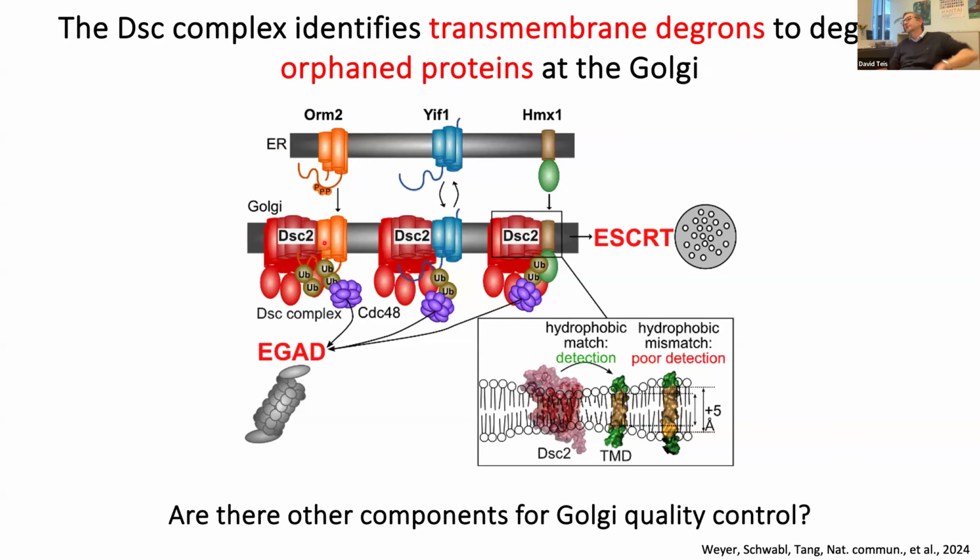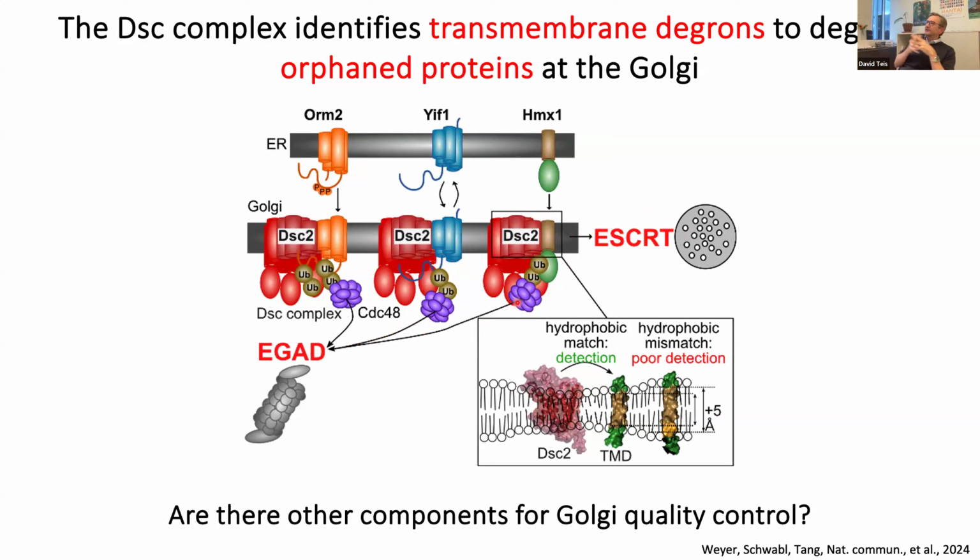And once that interaction occurs, these proteins are polyubiquitinated, and they can be K48 polyubiquitinated, and then 2 substrates, ORM2 and YIF1, are exclusively extracted by CDC48 from Golgi membranes and fed into proteasomes for degradation. In the case of HMX1, it's a bit more complicated. So HMX1 is a transmembrane protein that must be ubiquitinated by the DSC complex, but once it is ubiquitinated, it can either be extracted by CDC48 or it can be passed on to the escort machinery for lysosomal degradation. How this discrimination between the substrates happens, we do not understand very well.